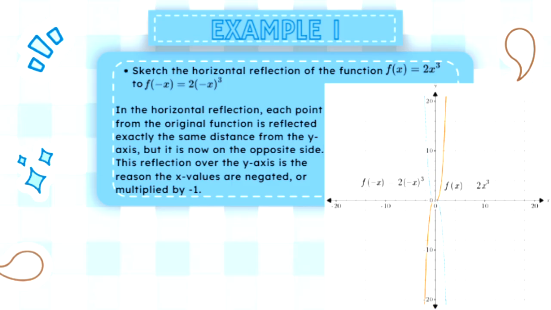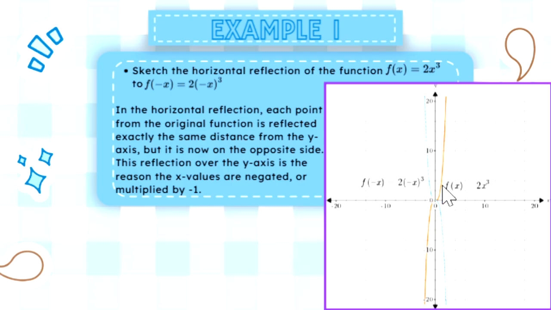In the horizontal reflection, each point from the original function is reflected exactly the same distance from the y-axis, but it is now on the opposite side. So we have this point right here. It looks like it's 1, 2, 3, 4, 5. We're going to say it's crossing right there, okay?